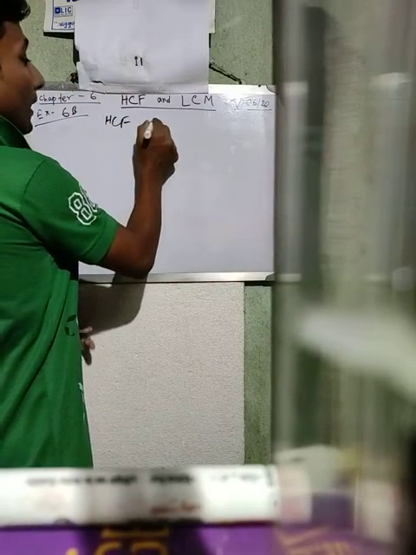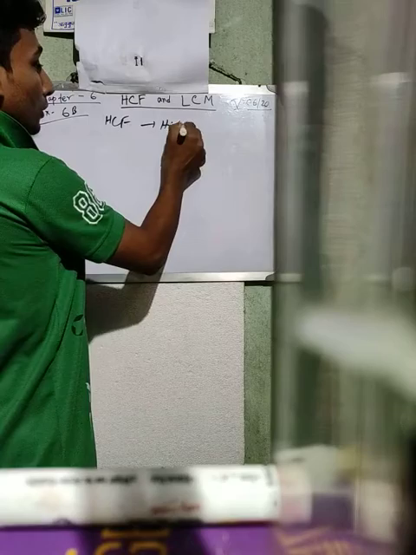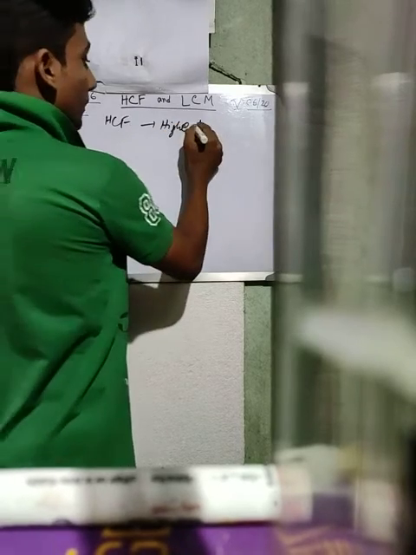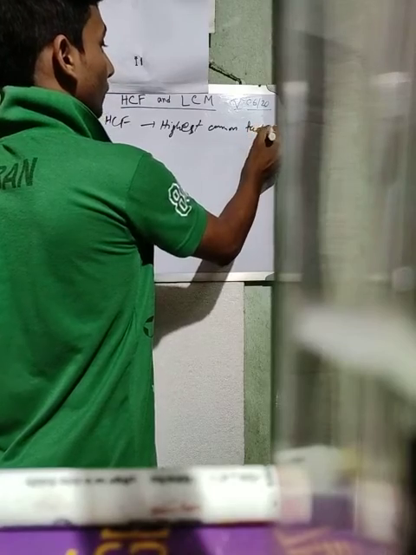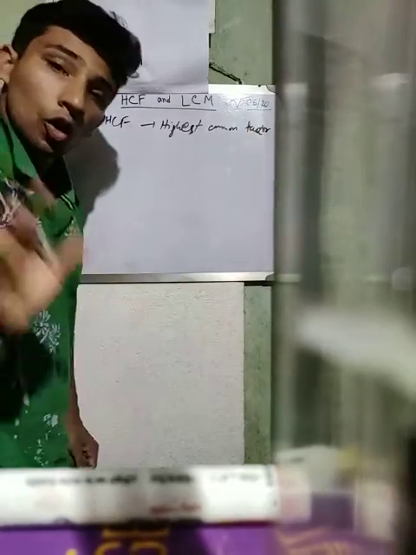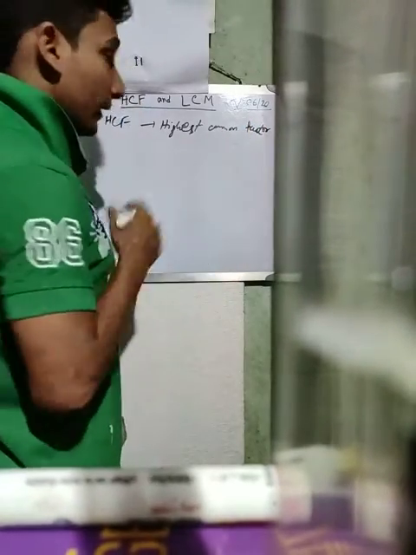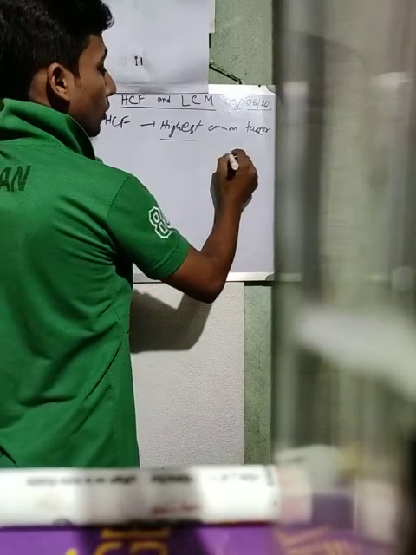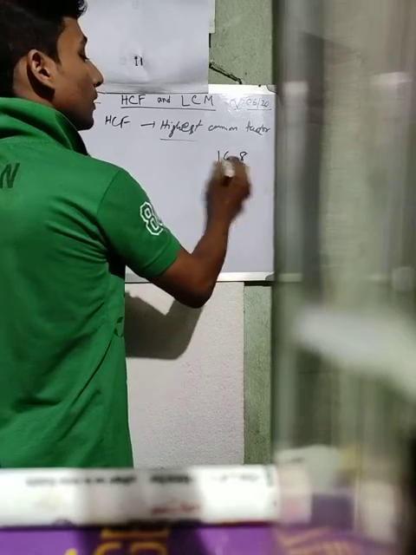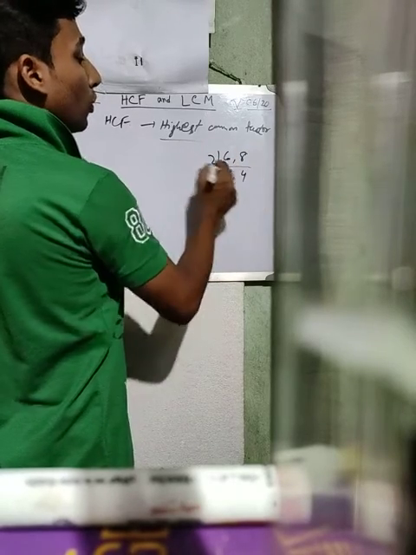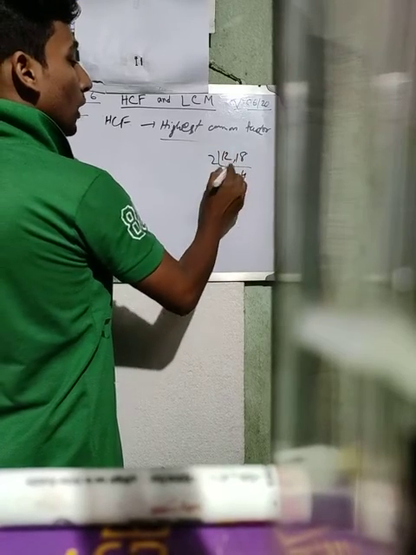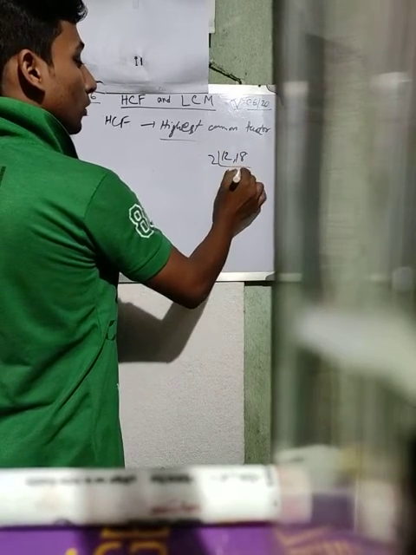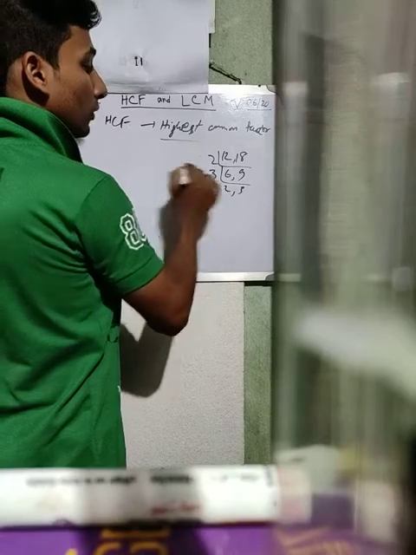HCF means highest common factor. Okay, HCF means highest common factor. So remember what HCF is. Suppose there are 12 and 18. Then 2, 6, 2, 3 for 12, and 2, 9, 3, 3 for 18.